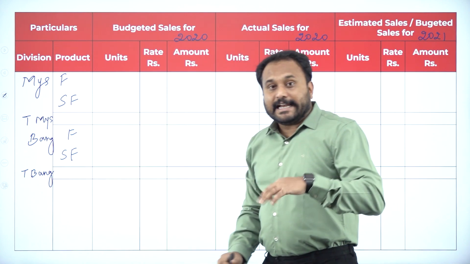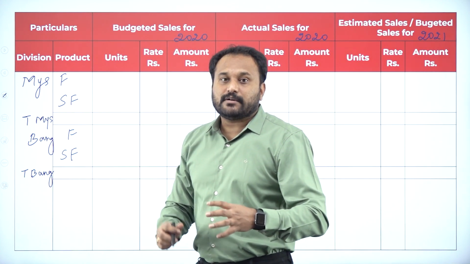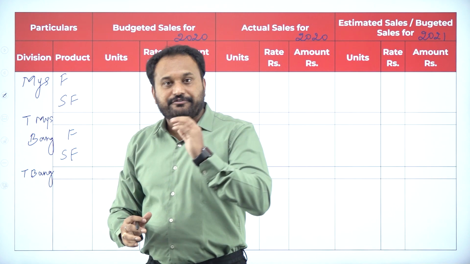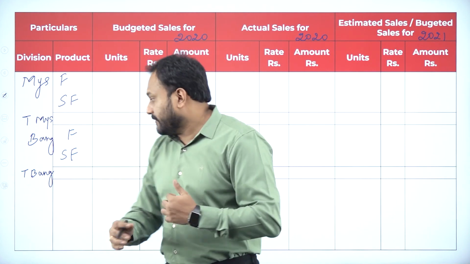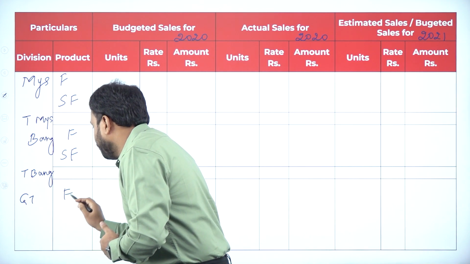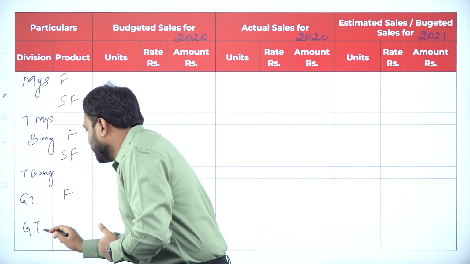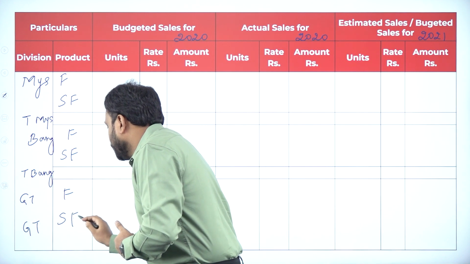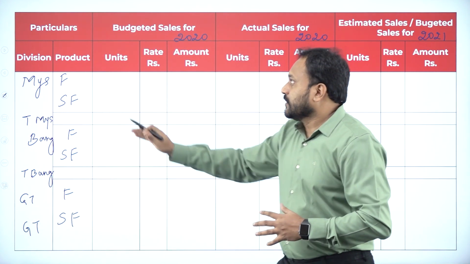Okay, done. Later, what we are supposed to do is have a grand total of fine and a grand total of super fine. So here will be the grand total of fine, and then the last one is the grand total of super fine. So we are done with the particulars here.